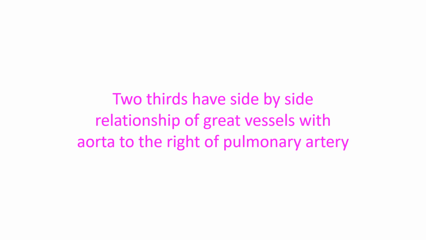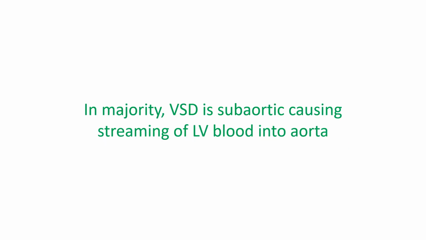In the majority of cases, the ventricular septal defect is subaortic and causes a streaming of left ventricular blood into the aorta. The desaturated blood reaching the right ventricle thus preferentially goes into the lungs through the pulmonary arteries for oxygenation. The systolic pressures in the aorta and right ventricle are usually systemic.